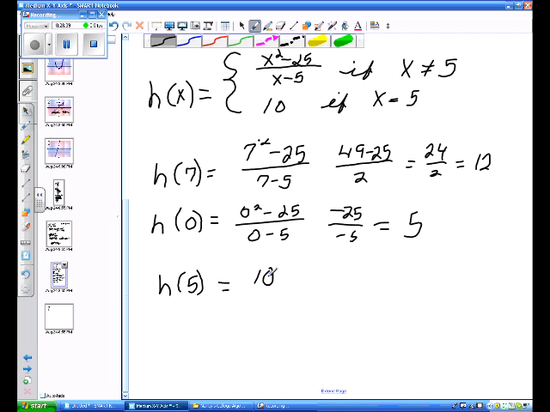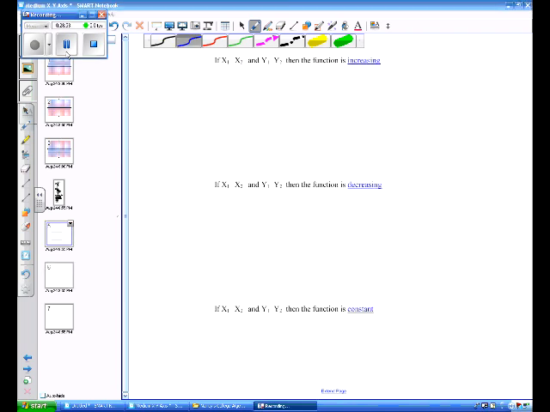So this is how you go about evaluating a piecewise function. You simply substitute in, but you have to look at what your domain is over here to know which function you substitute into.